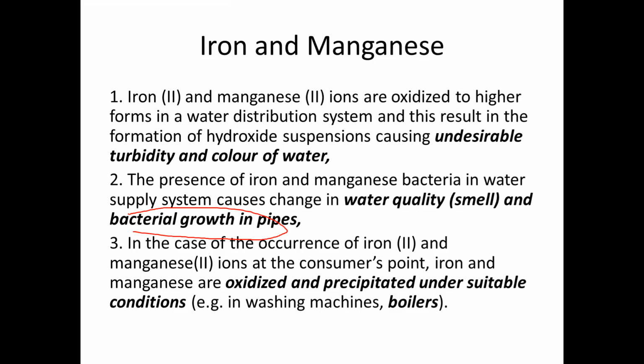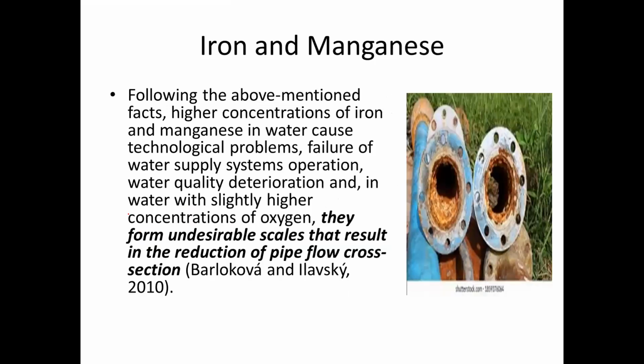Washing machines, boilers. So following the above mentioned facts, higher concentrations of iron and manganese in water cause technological problems, failure of water supply systems operation, water quality deterioration, and concentrations of oxygen. They form undesirable scales that result in a reduction of pipe flow cross section.